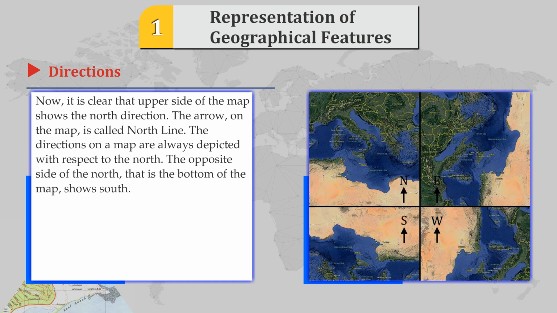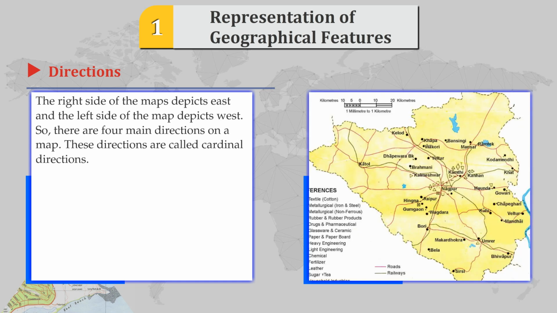The directions on a map are always depicted with respect to the north. The opposite side of the north, that is the bottom of the map, shows south. The right side of the map depicts east and the left side of the map depicts west. So, there are 4 main directions on a map. These directions are called cardinal directions.